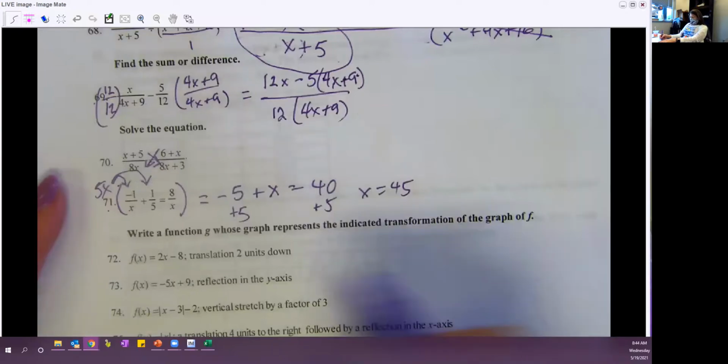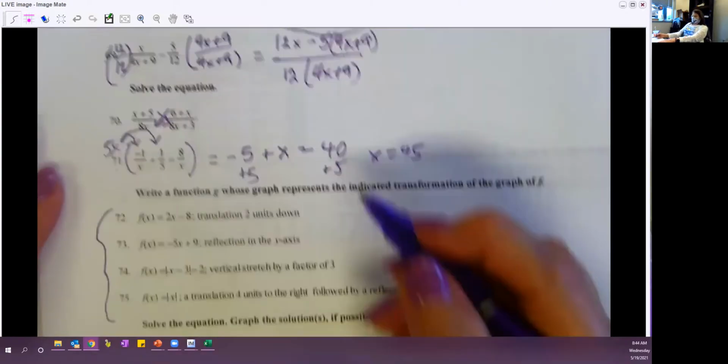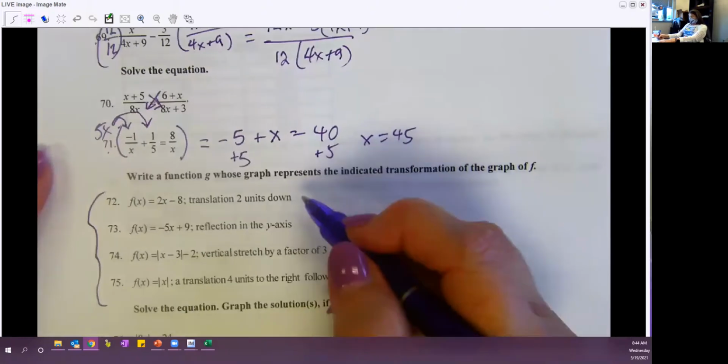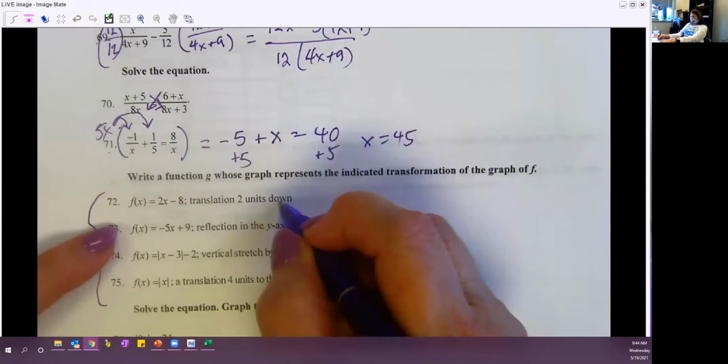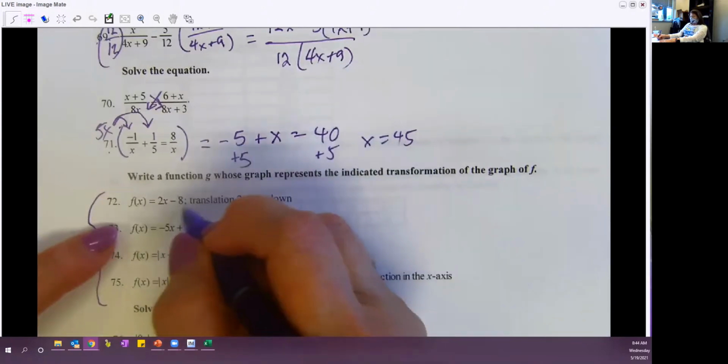Okay, here we're back to your transformations. So again, the thing that we did before, if I have 2x minus 8 and I want to go down 2, that's the k value. So if I'm going to go down 2, I'm already at negative 8, that's going to become negative 10.